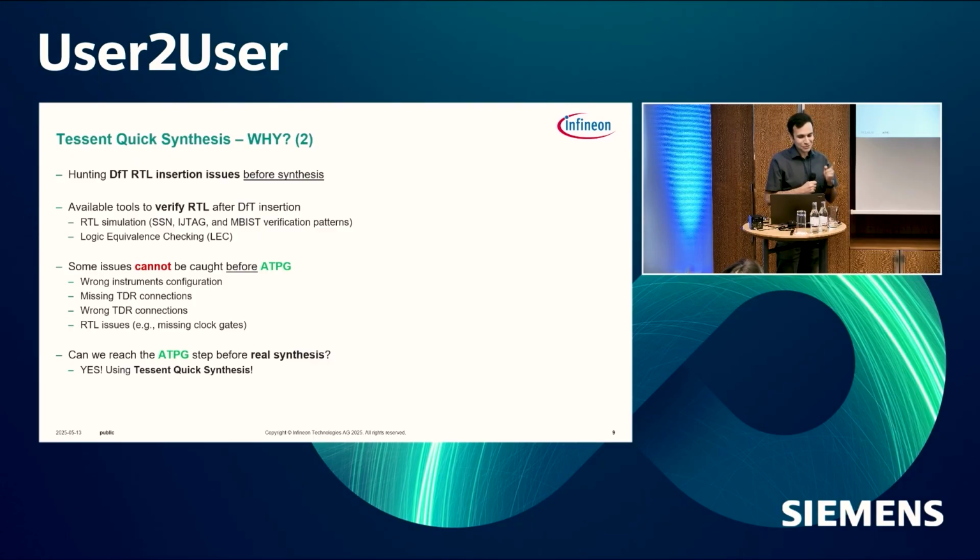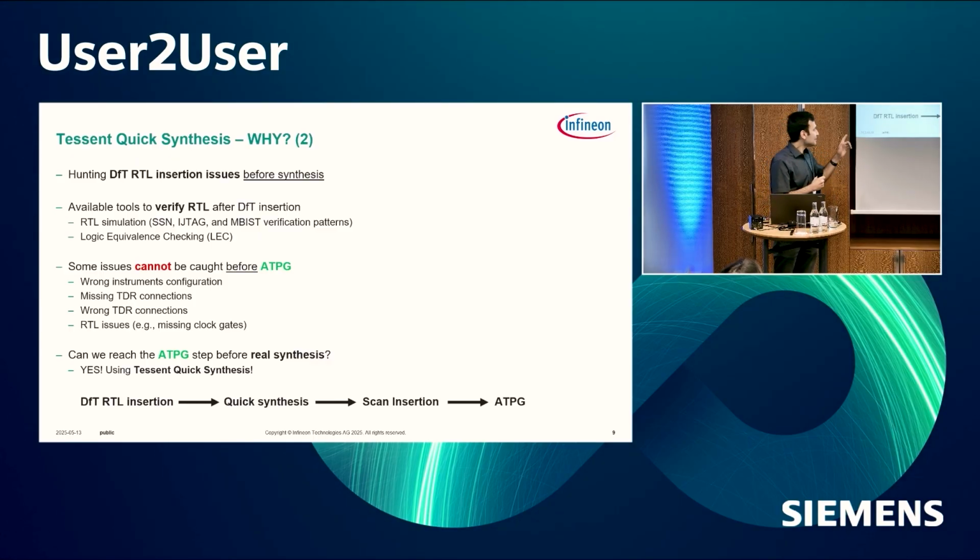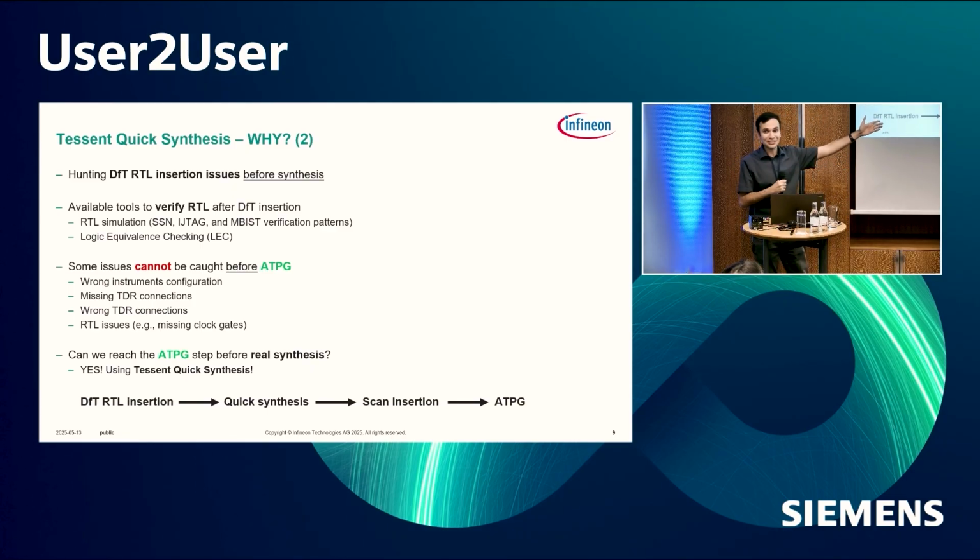So as I said, we use the Tessent Quick Synthesis, but how do we do it? When we run the DFT RTL insertion and get the post-insertion TSDB, we run the quick synthesis. We get the netlist, we run scan insertion using Tessent, and then we can also run ATPG. So we have this full DFT flow, with the Tessent netlist that we get out of the quick synthesis.